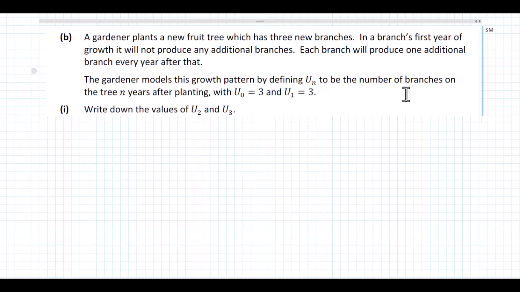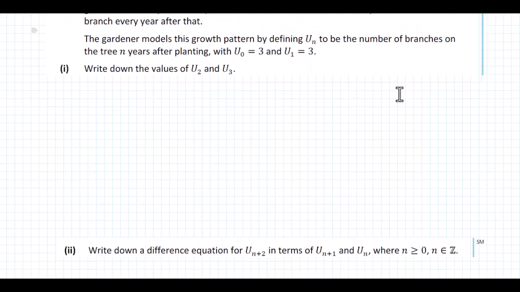And in a branch's first year of growth, it will not produce any additional branches. Each branch will produce one additional branch every year after that. So the gardener models this growth pattern by defining U_n to be the number of branches on the tree n years after planting, with U_0 equal to 3 and U_1 equal to 3. Write down the values of U_2 and U_3.